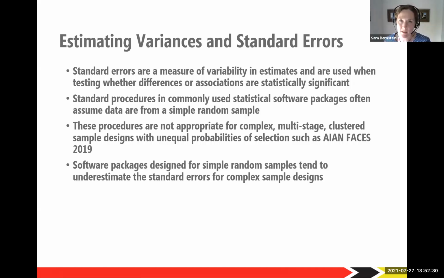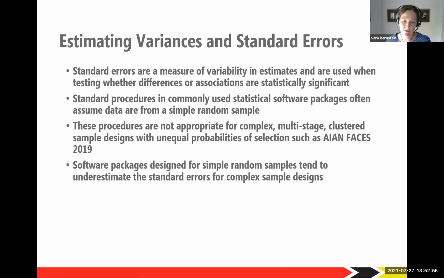So as I just mentioned, AIAN FACES 2019 is a sample survey. The data collected from sample participants are used to estimate population characteristics. Standard errors are a measure of variability of these estimates. They indicate how close an estimate derived from one sample is to the actual value in the population. The smaller the standard error, the more precise the estimate.